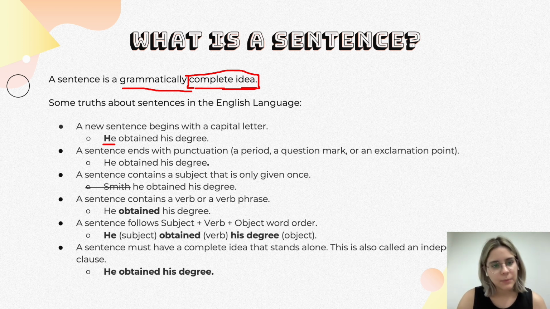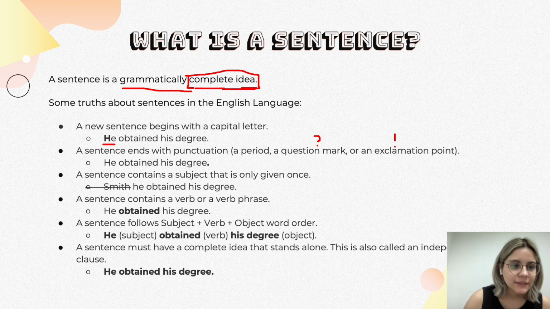Then we have, a sentence ends with a punctuation mark. Always. It can be a period, a question mark when you ask a question, or an exclamation point, depending on what your sentence is. Okay, so in this case, we have a period because it's just a statement. "He obtained his degree."